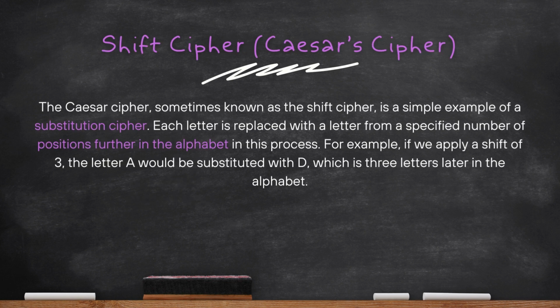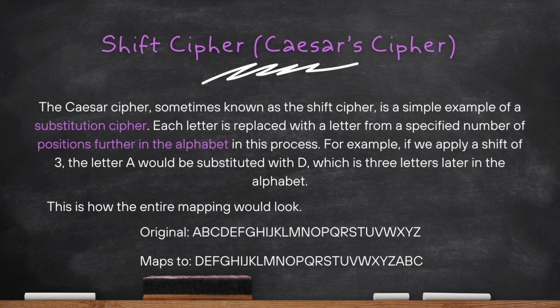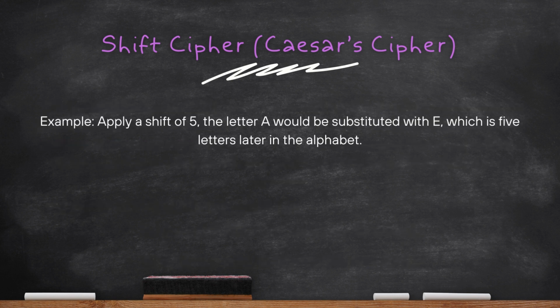video. So first up, we have the Caesar cipher, sometimes known as the shift cipher, which is a simple example of a substitution cipher. So each letter is replaced with a letter from a specified number of positions further in the alphabet in this process. For example, if we apply a shift of 3, the letter A would be substituted with D, which is 3 letters later in the alphabet. So this is how the entire mapping would look like. This is the original letters from A to Z, which will then be mapped starting from D and ending with C.